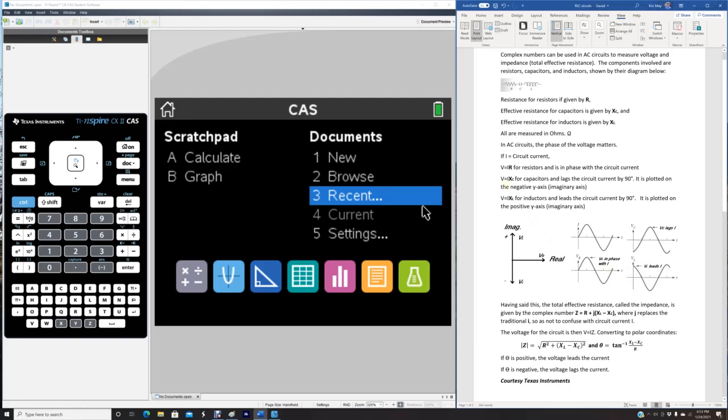Voltage equals I X sub C for capacitors and lags the circuit current by 90 degrees. And that is shown here. You can see that the peak of the wave happens 90 degrees further down the line than the current here.